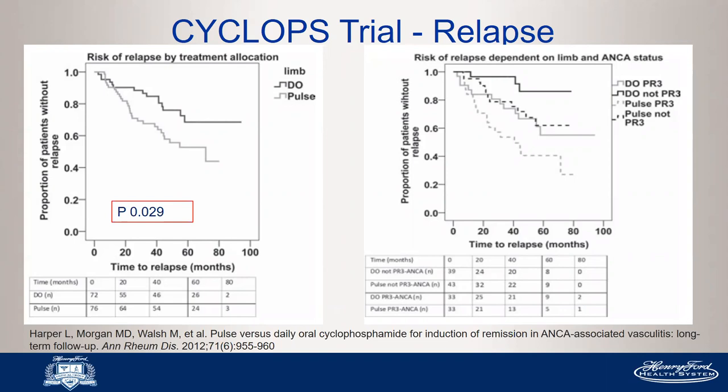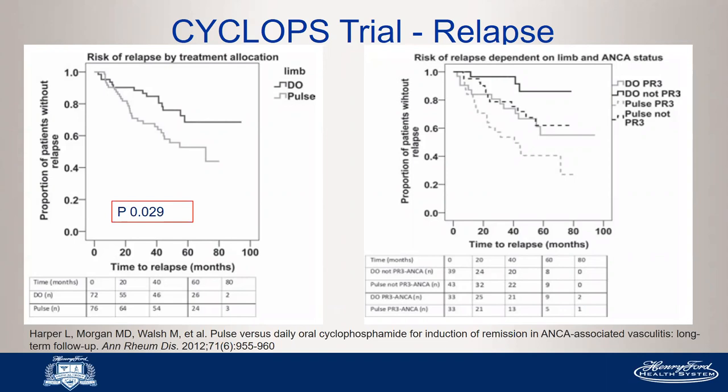And then the one on the right, if you see, it looks at the relapse based on not just the oral and IV, but also the PR3 positive. And that tells you something about the prognostication, right? If the patients are PR3 positive, they're higher risk of relapse. And that's where you see the graphs.